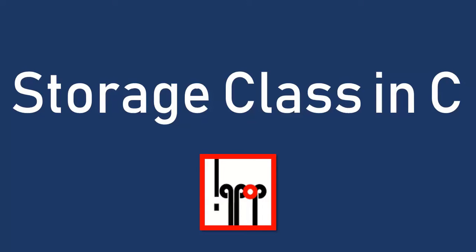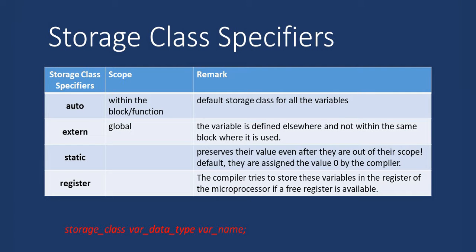In this lecture I will discuss storage classes in C. There are four storage classes in C, namely auto, extern, static and register. For auto, the scope is within the block or function. Any variable we declare in C is auto by default, so we don't need to define the storage class of a variable as auto in C.